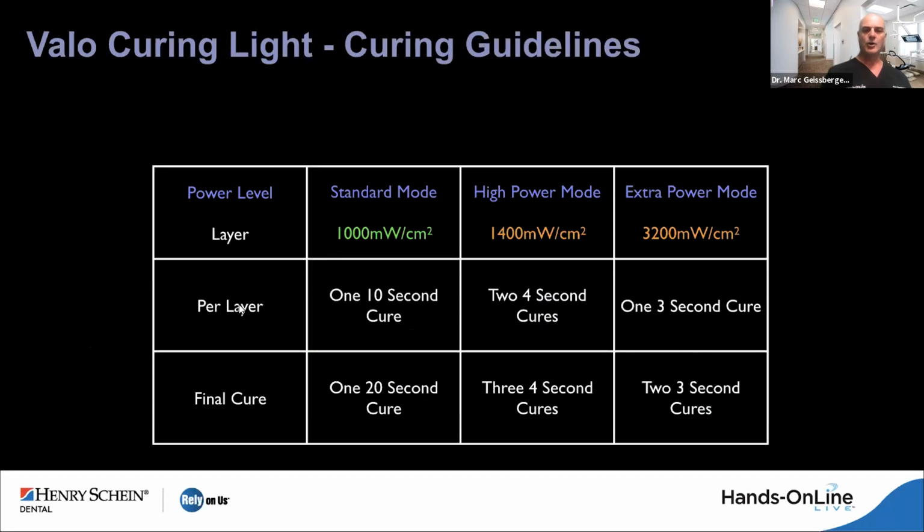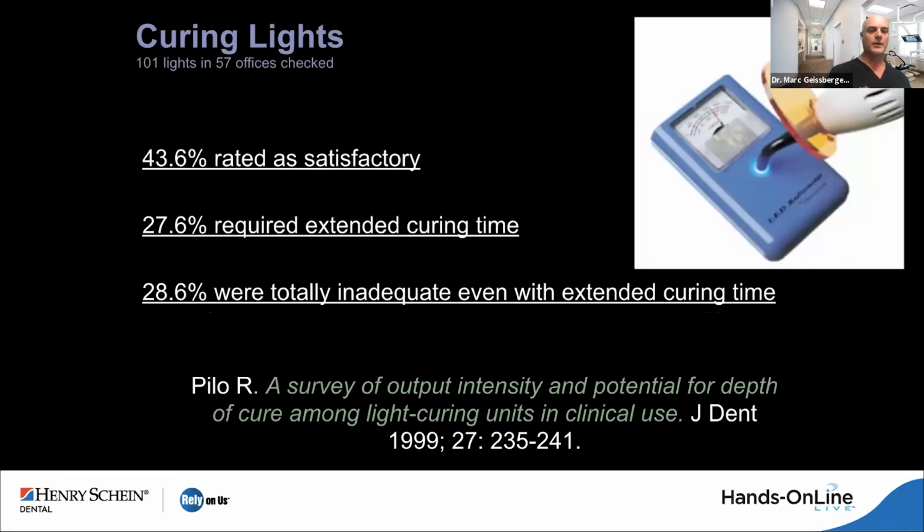So I'll cure this in what's called the standard mode, which outputs 1,000 milliwatts per centimeter squared. And I'll cure that for 10 seconds with a final cure of 20 seconds over the restoration. You can use it in higher power modes, but when you go up to 1,400 milliwatts, you still have to do 2 4-second cures. You don't save a ton of time, just 2 seconds. So there are other modes. Now, one thing I want to really bring to your attention is the need to check your curing lights for their output.